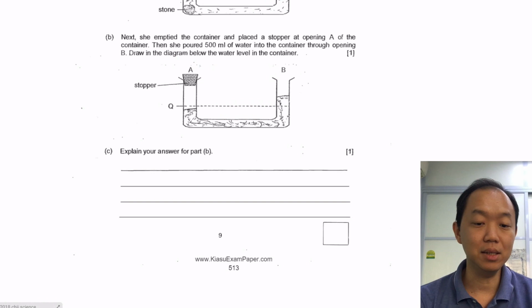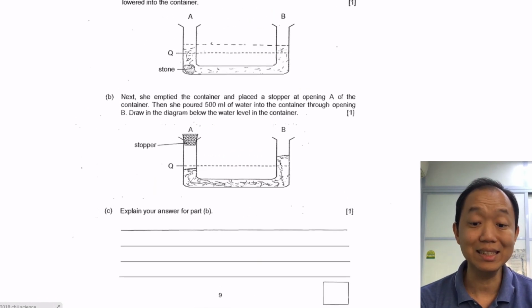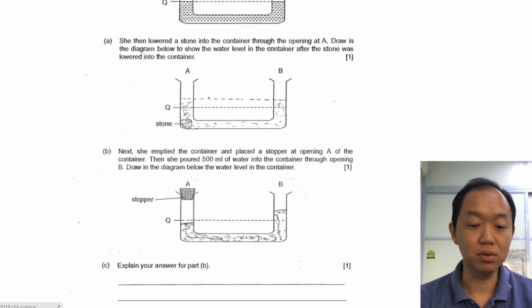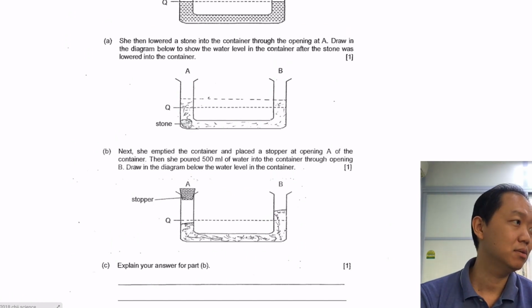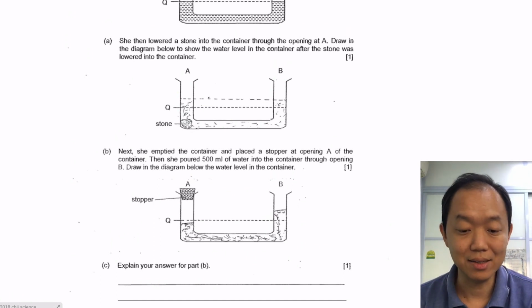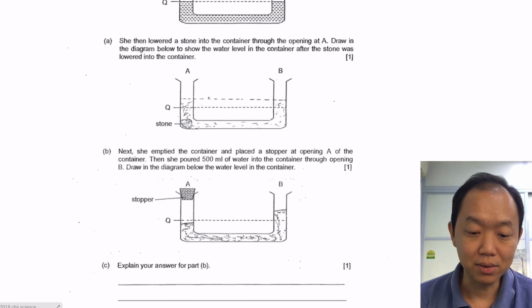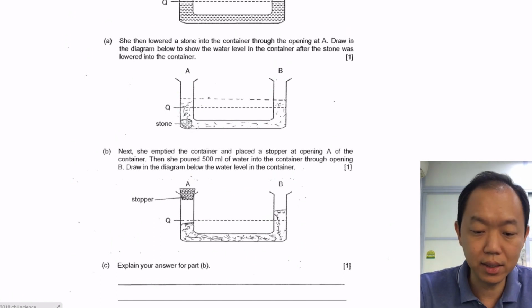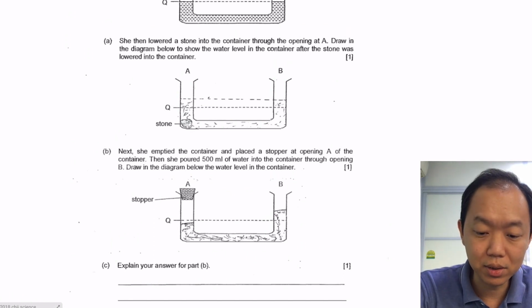I haven't read yet. So Limpour 500 ml of water into a container, so it's level at first. Then lowered a stone. When you put the stone, the water level will increase, correct? Because the stone takes up space. Next, she emptied the container and placed a stopper at one end. She drew a line to show where it is, right? And she poured 500 ml of water into the container through opening B. Draw in the diagram the water level in the container.